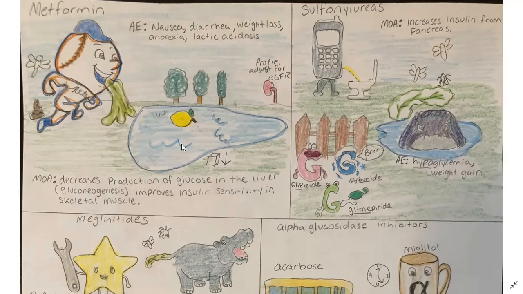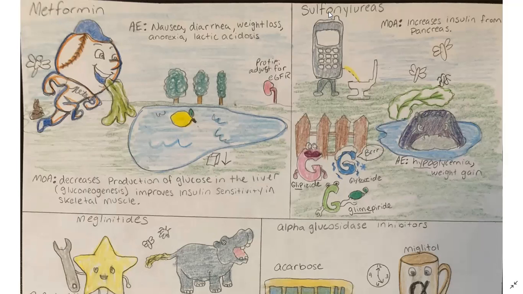So, lactic acidosis. And then just a pro tip, this drug needs to be adjusted for eGFR, or your patient's renal function. So they can still take it if they have poor renal function, but it needs to be appropriately managed. Next, we'll move on to the sulfonylureas.